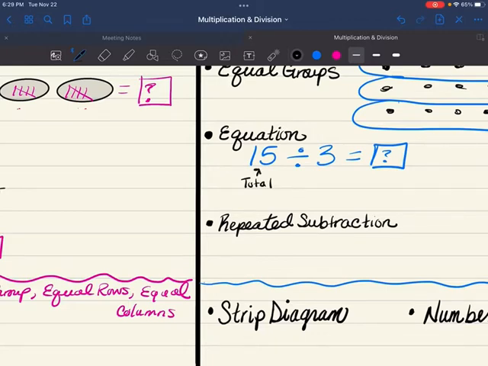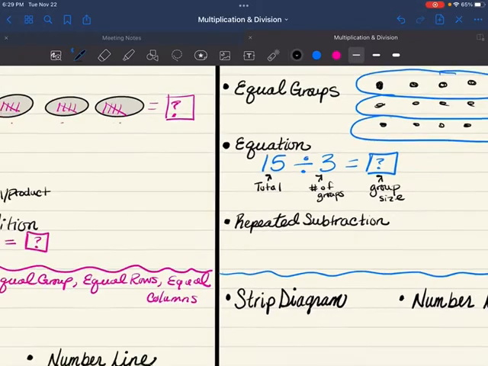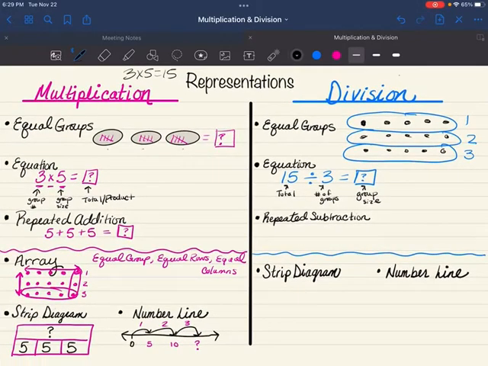And then we're going to divide it into 3 equal groups. So this is our number of groups, our 3 students. And then finally, we're going to see what is our group size. How many did each kid get? Okay. So we need to keep this in mind and be careful because they could ask you in division for the number of groups or the group size. So it just depends on which one they give you and which one they're asking for.